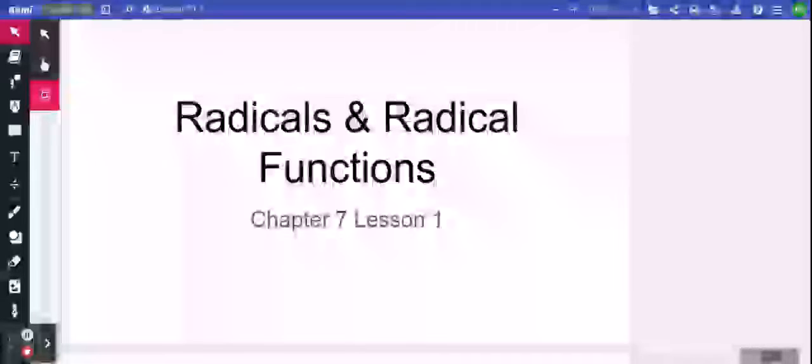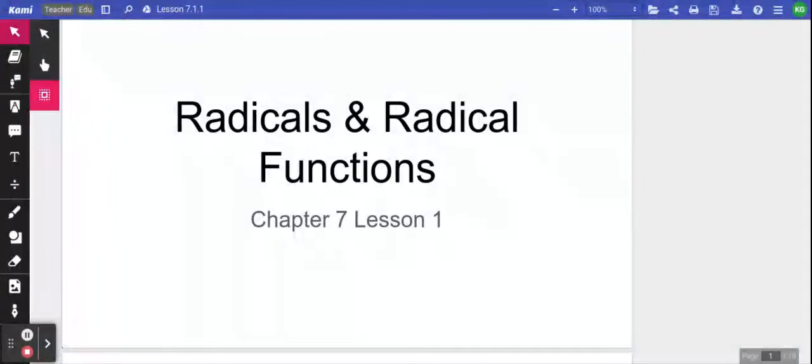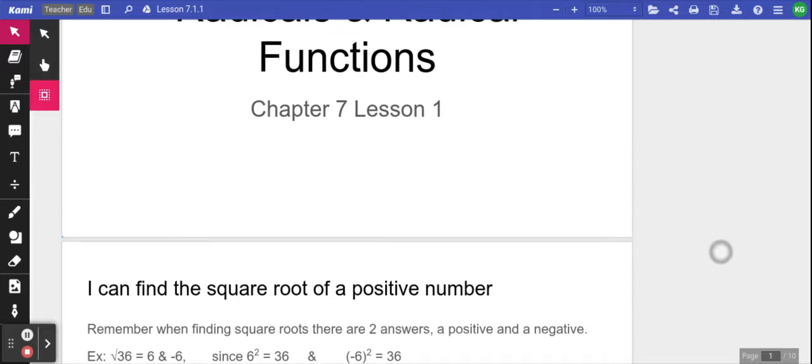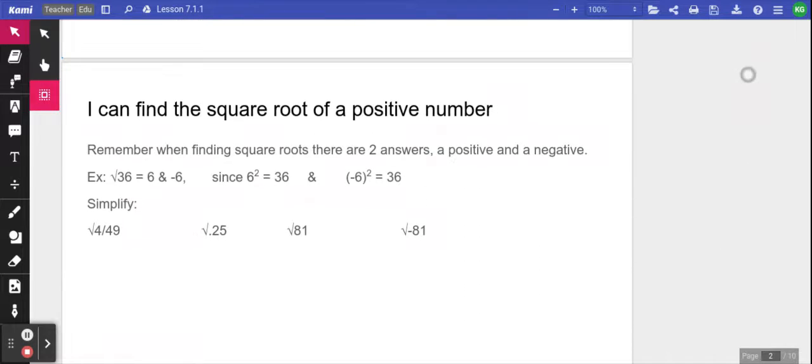Chapter 7, Lesson 1, Radicals and Radical Functions. Now, remember that radicals mean roots, like square roots, cube roots, fourth roots. And so we're going to start with square roots.